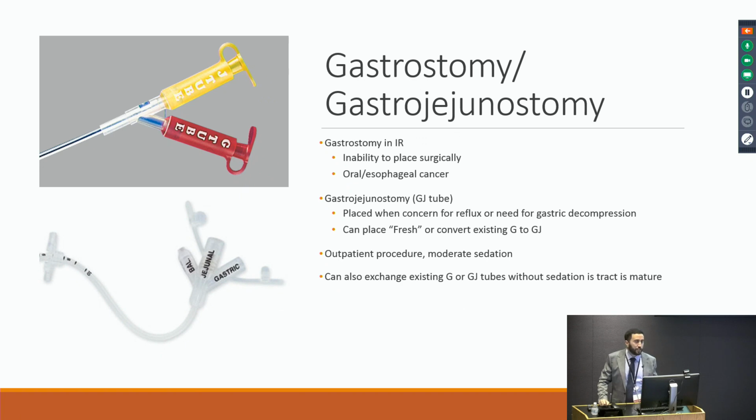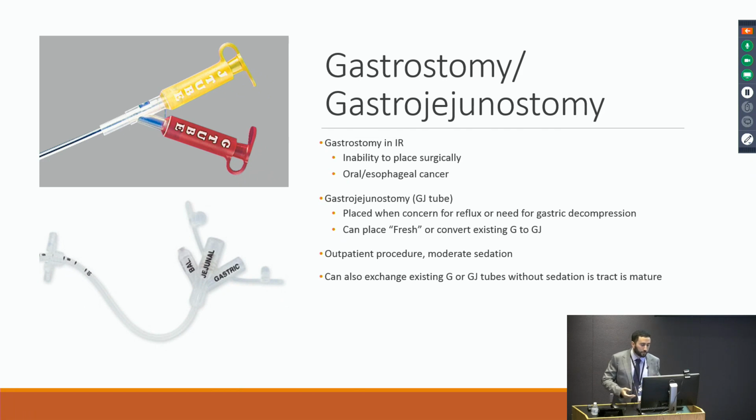Or if they even have a G tube in place that's not working, I can change it. Or if they have a G tube and they're aspirating, I can actually put a GJ tube in. So if they need feeding further down the road, and you're noticing a patient with a gastrostomy tube that keeps refluxing, I can convert it further down, post-pyloric, so they don't aspirate.